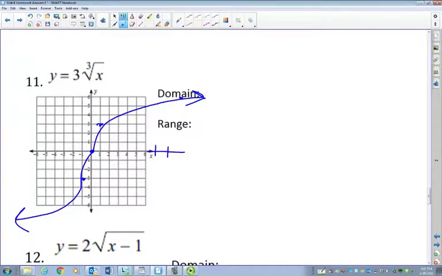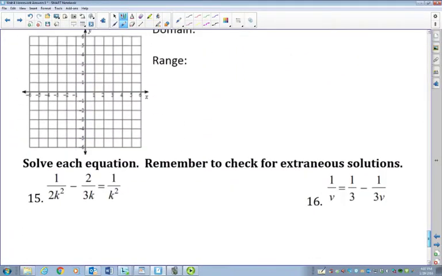And then again, the domain and range is all real numbers, always for cube roots, because you can plug in any number and you'll get any number back. Even if you plug a negative number in, a negative number comes out. All right, so there's that.